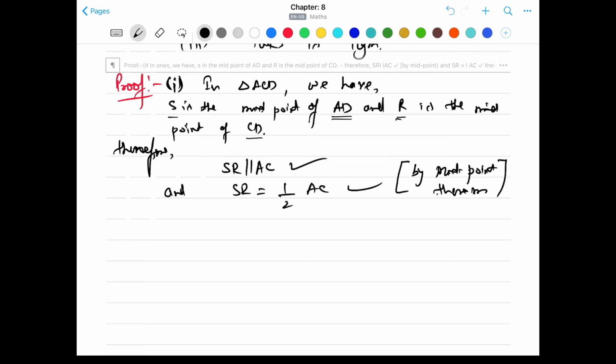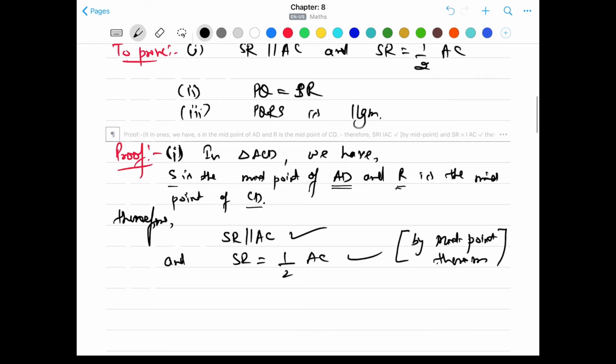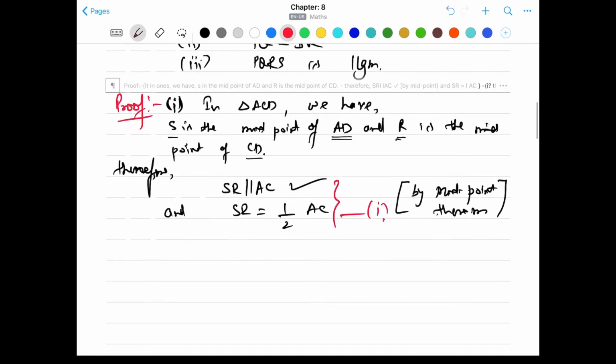So with this we have proved part 1, that SR is parallel to AC and SR is half of AC. Let's name this collectively equation 1. Then let's start the proof of part 2.